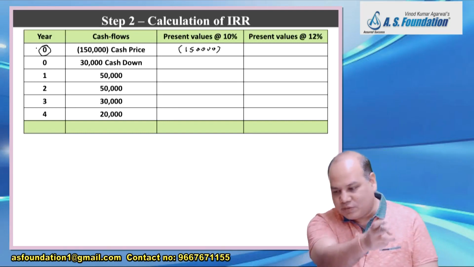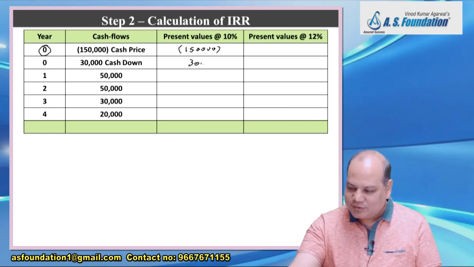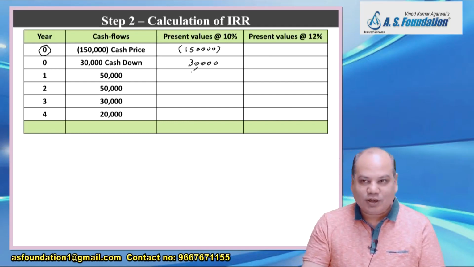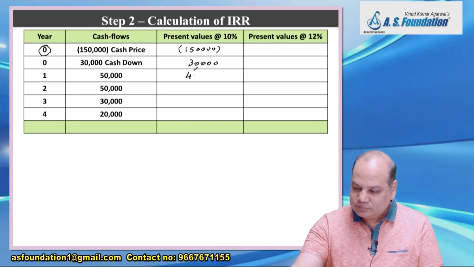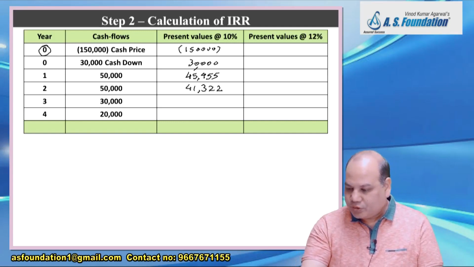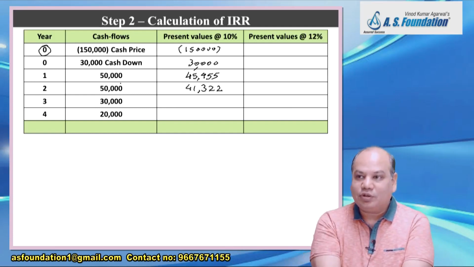What about the present value of cash down? 30,000. So the first two figures will be the same. Now take your calculator. 50,000 divided by 1.10. 45,455. Press equal to one more time because the same figure is there. 41,322. Because the amount is the same, you can just keep pressing equal to. But now the amount is changing. So take 30,000.